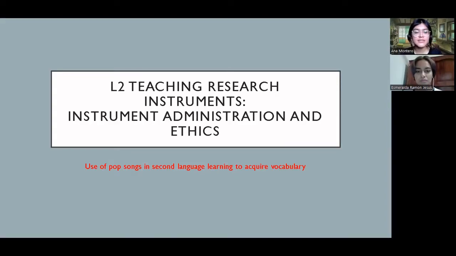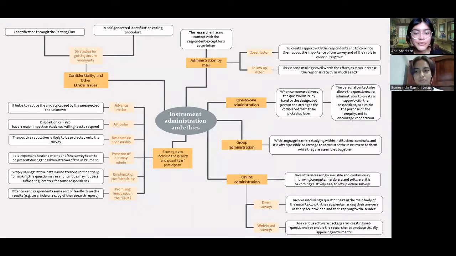Our topic is the use of pop songs in second language learning to acquire vocabulary. Well, the manual for instrument administration and ethics, we have 4 types.